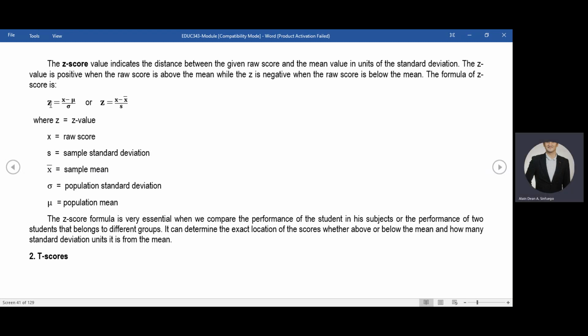Now, the Z-score formula is very essential when we compare the performance of a student in his subjects, or the performance of two students that belong to different groups. It can determine the exact location of the scores, whether above or below the mean, and how many standard deviation units it is from the mean.